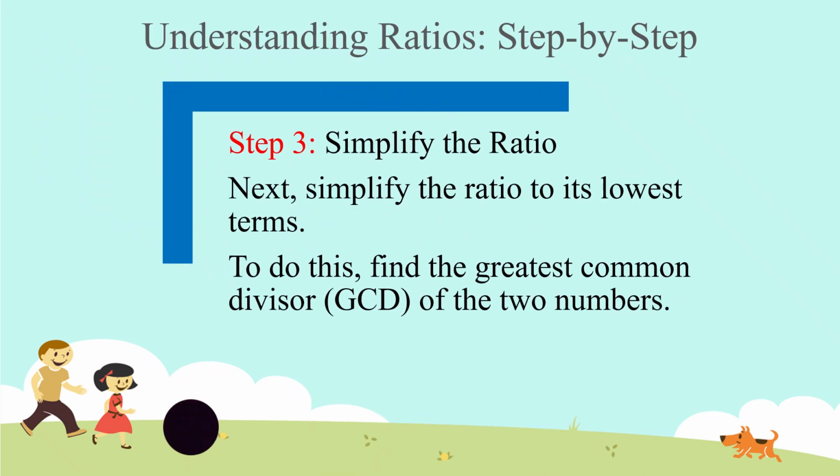Step 3. Simplify the ratio. Next, simplify the ratio to its lowest terms. To do this, find the greatest common divisor of the two numbers.